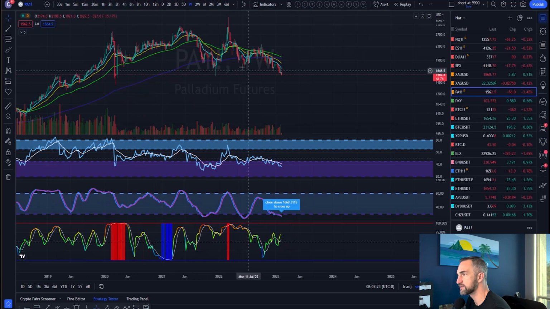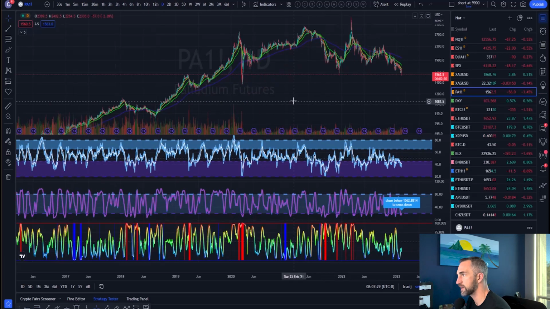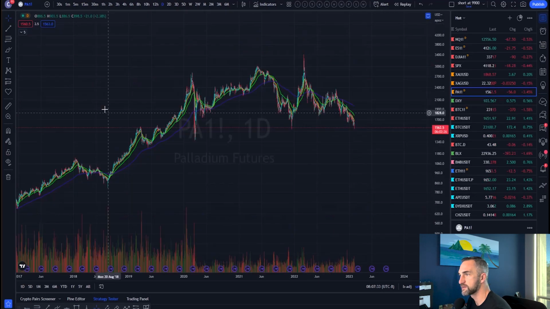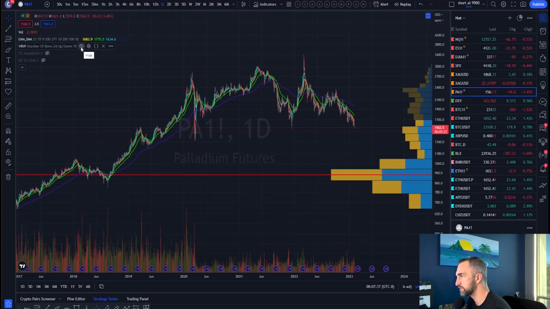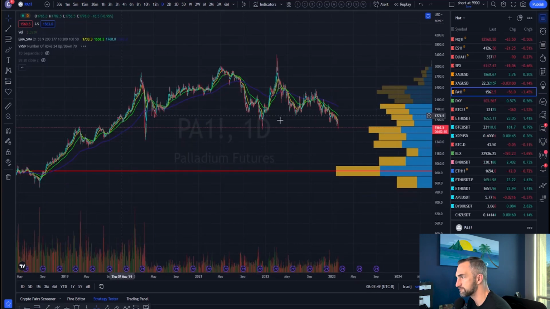Ooh, palladium getting shot on the chin. Not looking good. But I do like this one for a big bounce. Why do I like this one for a bounce? As long as we don't take out this area. Let's see. What else do we have? I want to see on the VPVR here. Yeah, massive support there and here. If we start to lose this region right here, yeah, big leg down. But I personally think we're probably going to get a bounce here.